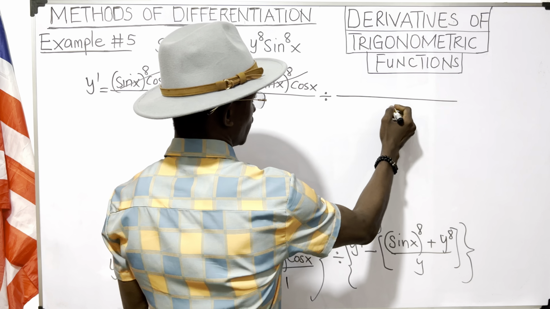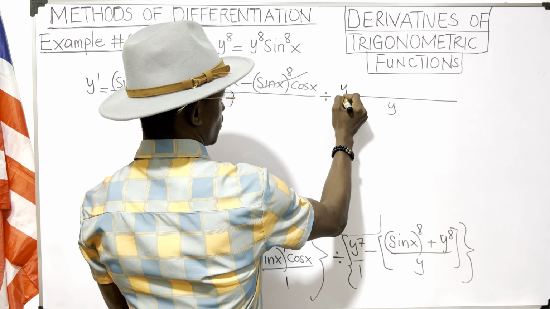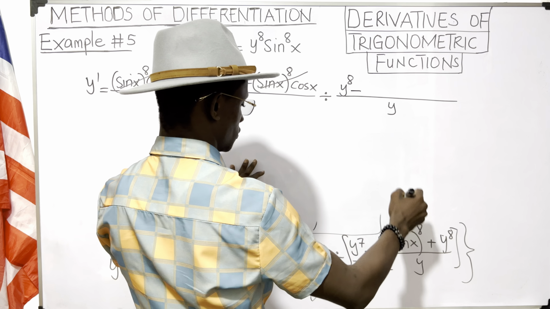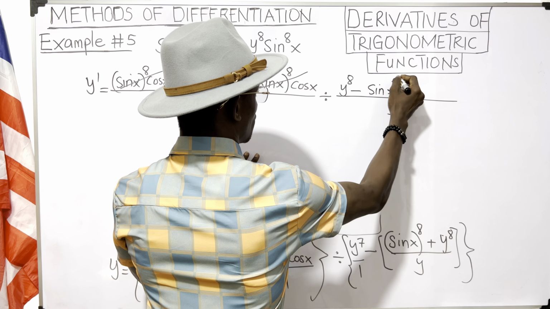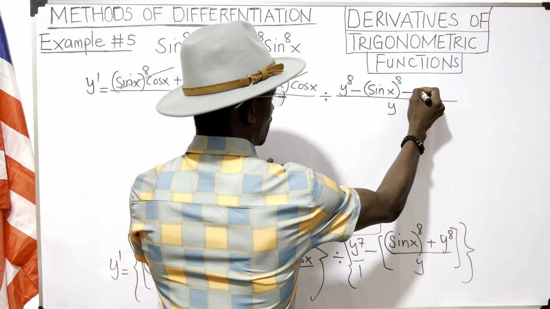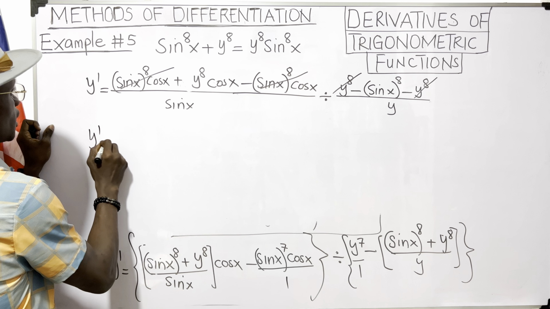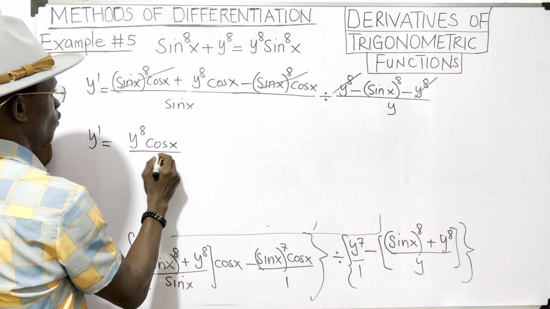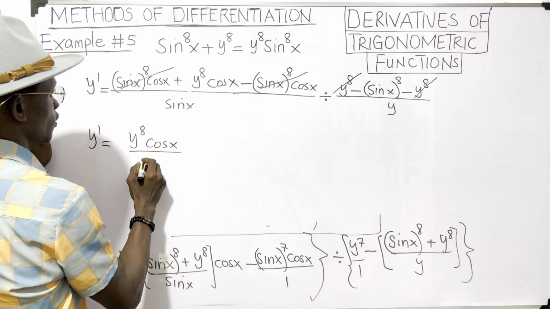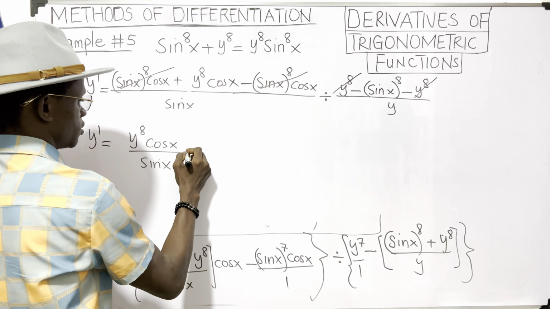LCD is just y. So this guy is 1. So we're going to multiply this y times this, gives us y raised to the 8th power minus. Now we have sine of x all raised to the 8th power, and then minus y raised to the 8th power. So this y raised to the 8th power can cancel this one as well. So y prime now becomes y to the 8th power cos of x all over sine of x. We can change this sign to multiplication and reciprocate this fraction. So we change it to multiplication.